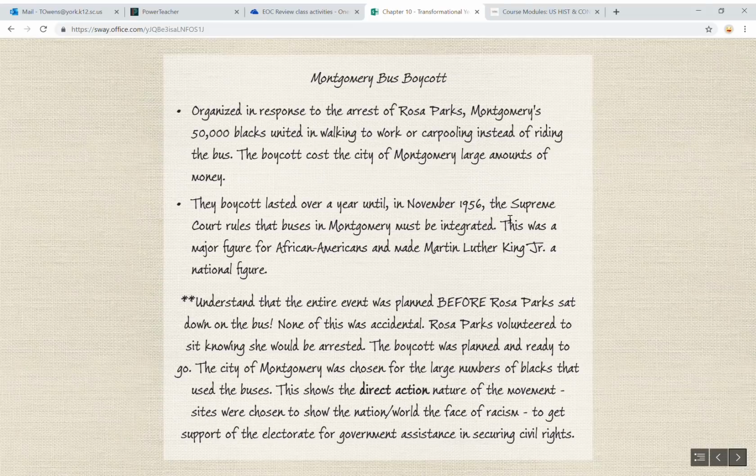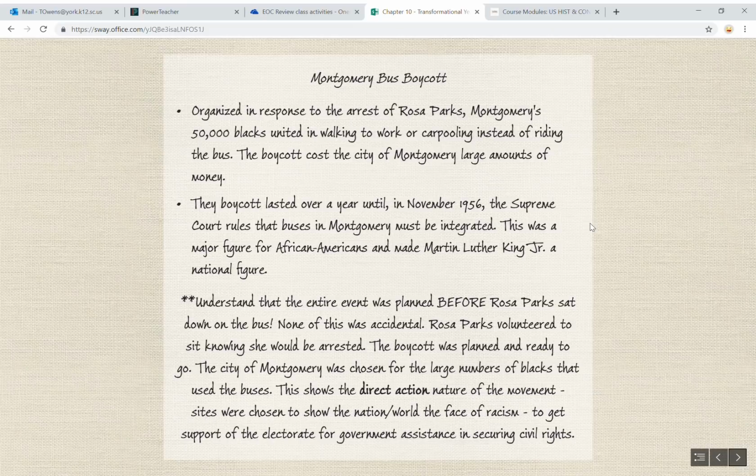And the Supreme Court rules, again, I told you that Brown versus the Board of Education was the first in a series. Well, this was another one. The Supreme Court rules that the buses in Montgomery have to be integrated. And this is going to put Martin Luther King Jr. on the map as a national figure.